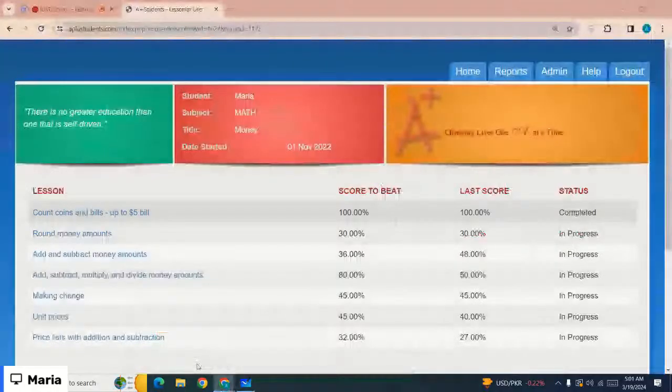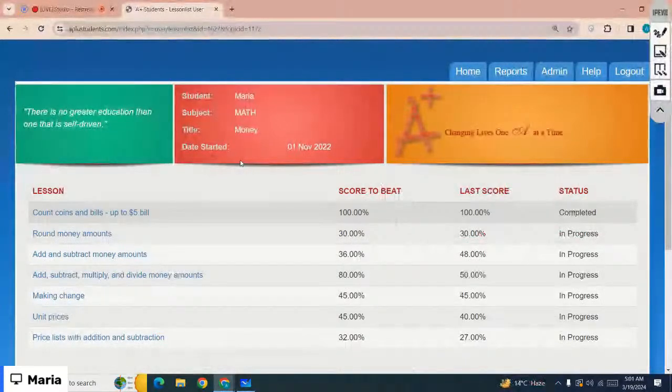Here I am on grade 4 maths. Let's just start with the first lesson, that is count coins and bills up to $5 bill.